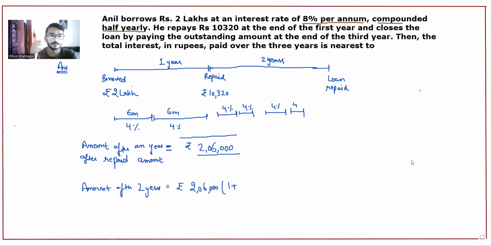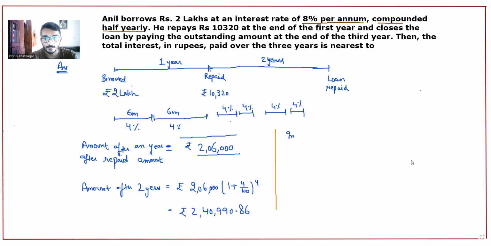So 6 months, 6 months, 6 months, 6 months. There are 4 time periods. So I have to do the power of 4. And again, I highly recommend using the calculator. I will also use the calculator to save my time. It is a very typical question based on a tough calculation. So using the calculator, this will give me 2,40,990.86.